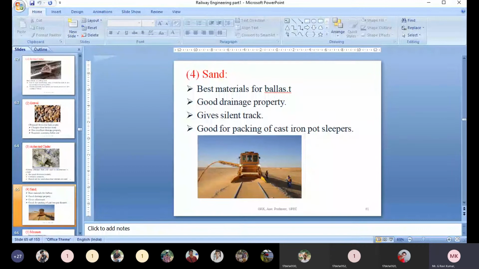The only disadvantage of sand is that it is a cohesionless soil. Whenever rain takes place, the sand will collapse. It means the sand particles get separated from one another. That is the main disadvantage of sand. And one more thing, we cannot compact sand. We can compact clay, gravel, ash, or even cement particles, but we cannot compact sand.